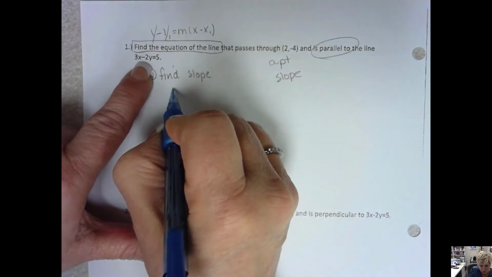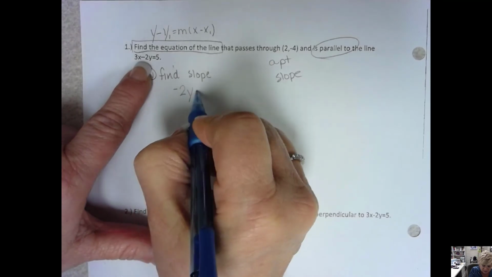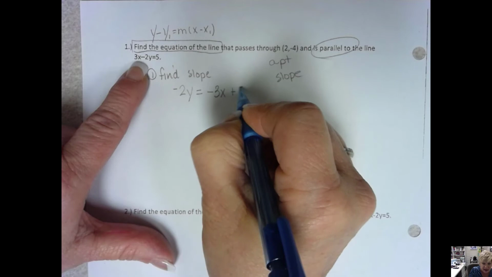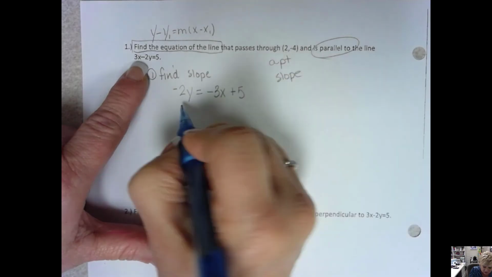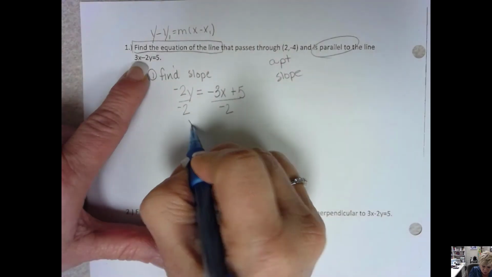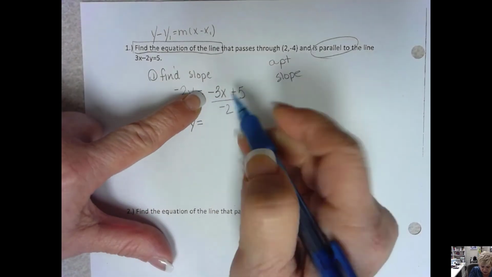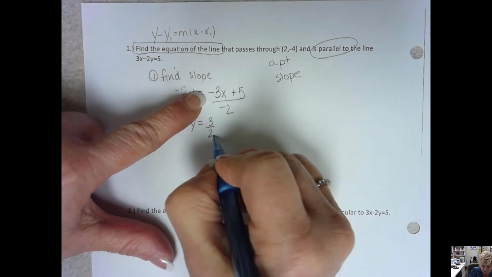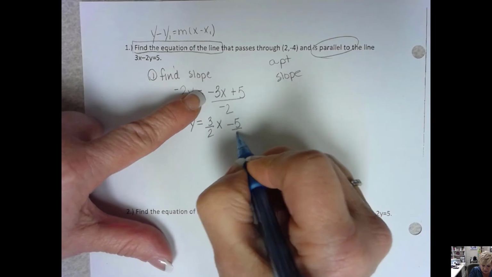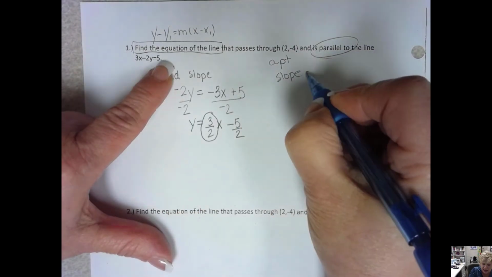I think I am going to solve for y because it'll be easy to pull out the slope then. So let me subtract 3x from both sides. Divide both sides by -2, and that gives me y equal, -3 over -2 is positive. Positive over a negative. So my slope that I'm looking for is 3/2.